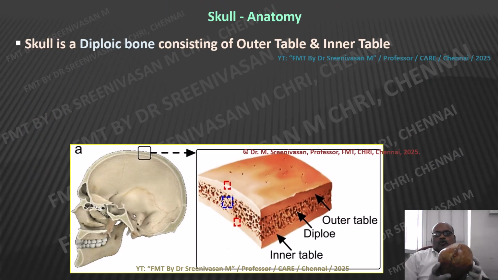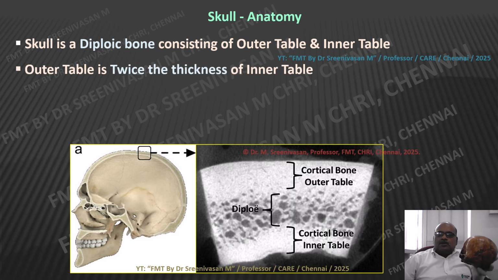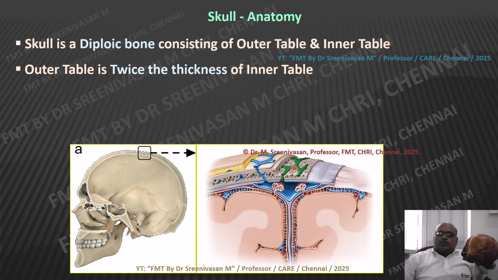Skull is a diploic bone consisting of two tables, that is outer and inner table. If you compare the thickness, outer table is twice the thickness of the inner table. Separating the outer table and inner table is the middle part, that is the soft cancellous bone called diploe. The diploic veins are located in the diploe, which drains the blood from the skull bones into the dural venous sinuses, as represented by the green color here.